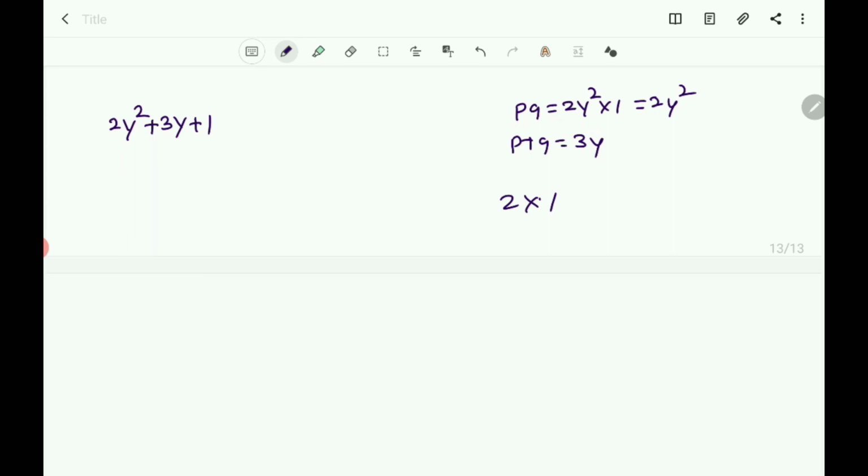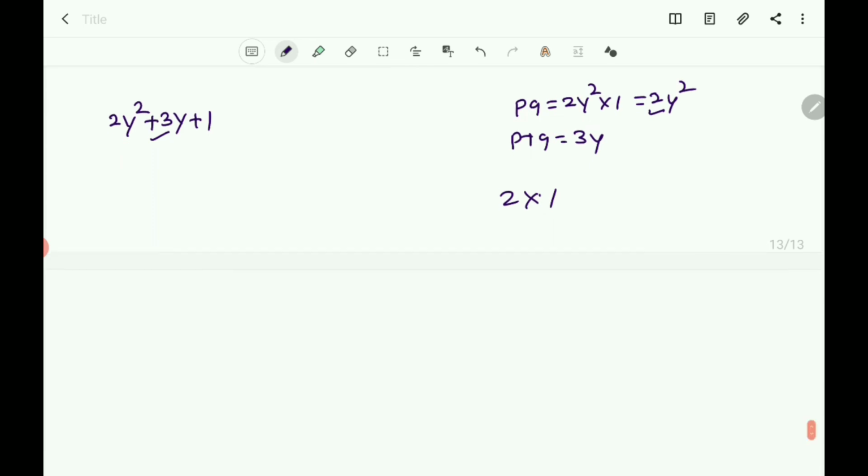The product is positive, which means both factors must have the same sign, that is the sign of the middle term, which is positive. So you take 2y into 1y. 2y plus 1y is 3y, and 2y into 1y is 2y square. So you write here 2y square plus 2y plus 1y plus 1.